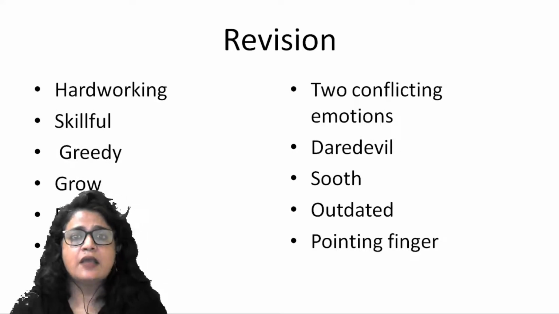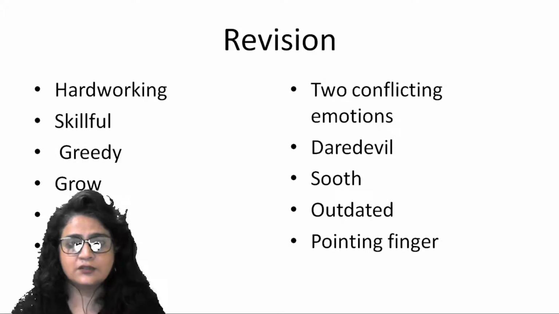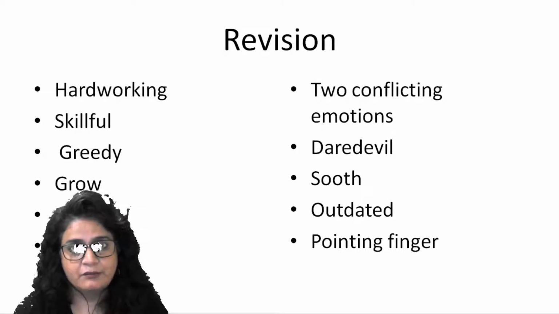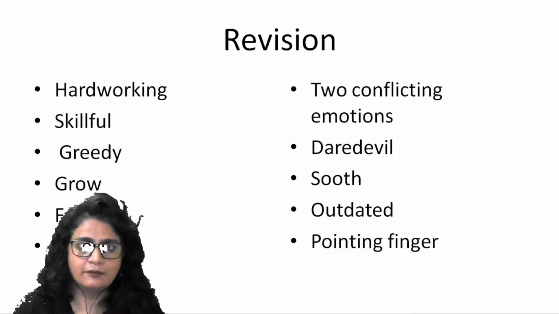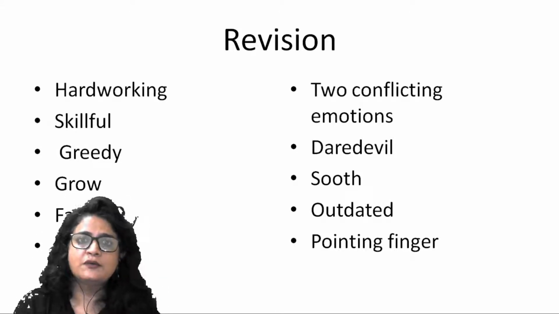Hardworking is assiduous, diligent, assiduous, a person who is laborious, right? Who does not shirk his responsibility. Skillful, adroit. Maladroit for unskillful, adroit for skill, right? So maladroit is for a person who is incompetent, adroit is somebody who is adept.